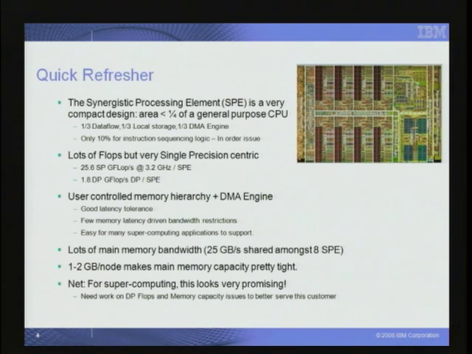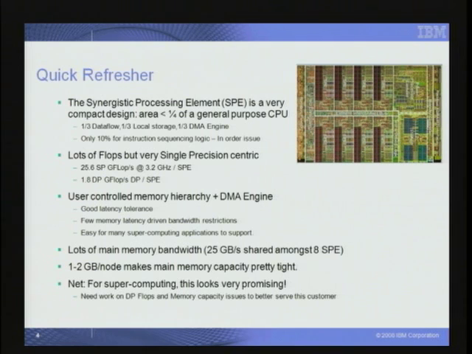So how does cell stack up? And kind of a refresher about what it is. This is a die photo of the original 90 nanometer cell chip, and you can see that there's a PowerPC processor and an L2 on this side, and an array of 8 synergistic processing units there. So the synergistic processing element, I'll tend to switch between SPU, SPE, whatever, but it's a fairly efficient design. About 1/3 of it is the 256 kilobyte local store. About 1/3 of it is data flow, and about 1/3 of it is a DMA engine.